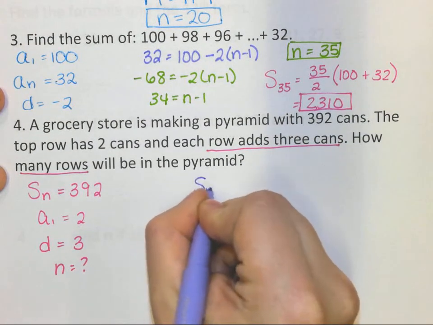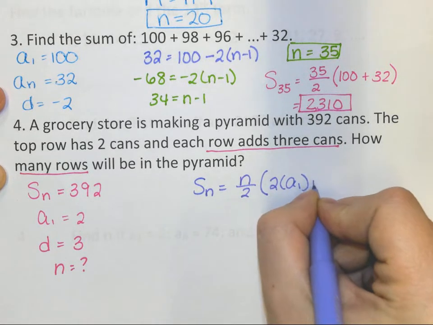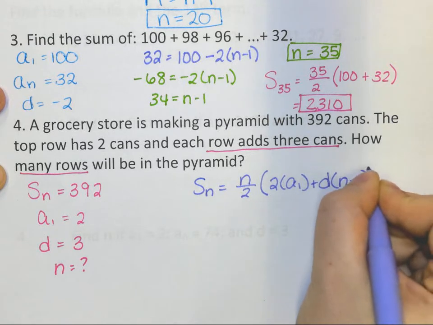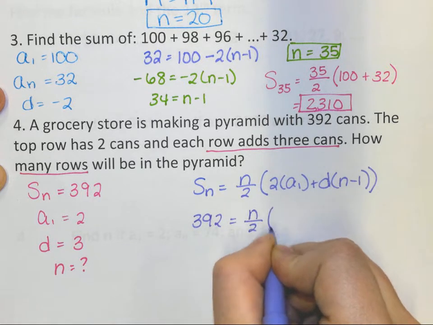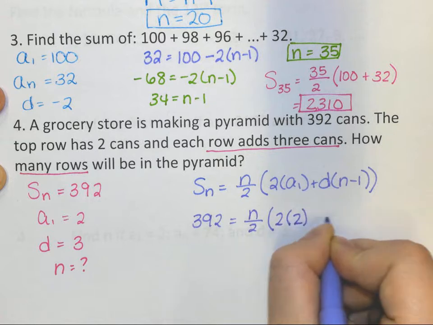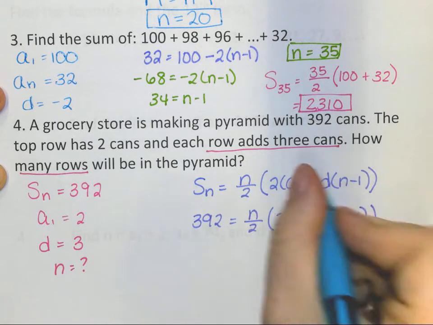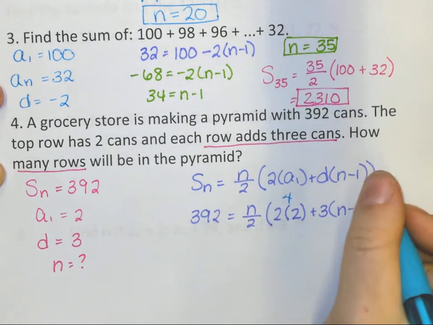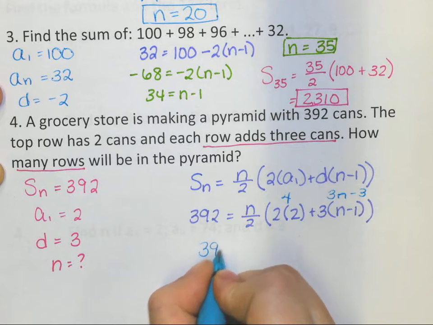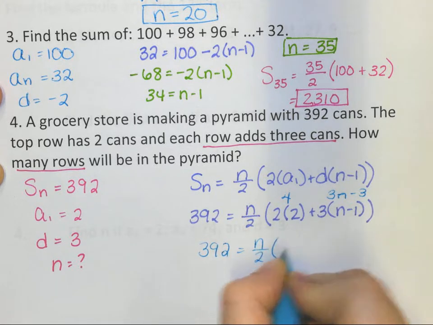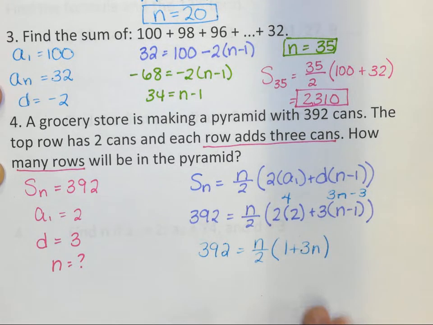So I'm going to say the sum of n terms is n over 2, 2 times a1, plus the difference times n minus 1. So 392 is equal to n over 2, 2 times 2 plus 3 times n minus 1. What is 2 times 2? 4. And 3 times n minus 1? 3n minus 3. So when I combine that, I will have 392 is n over 2 times 3n plus 1, or 1 plus 3n, it doesn't matter.